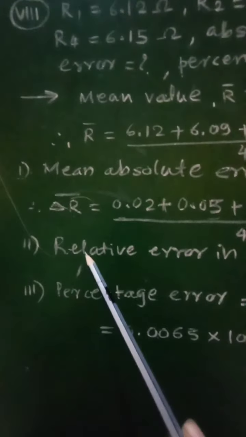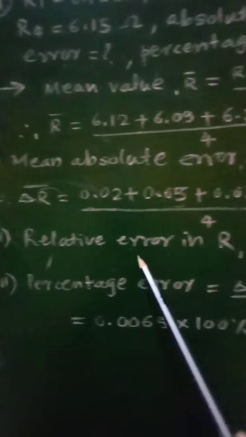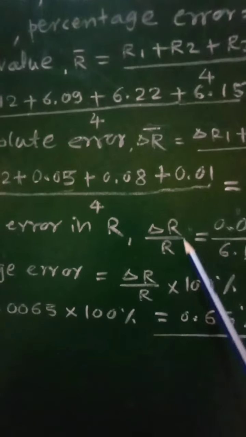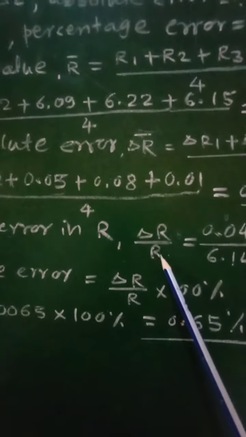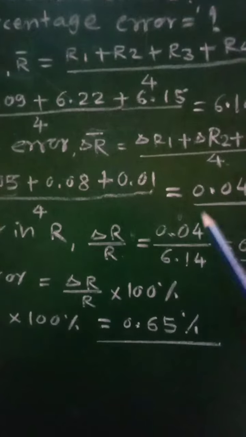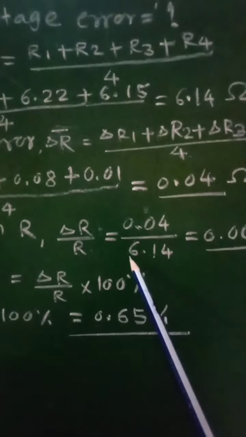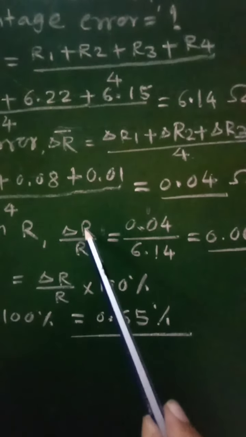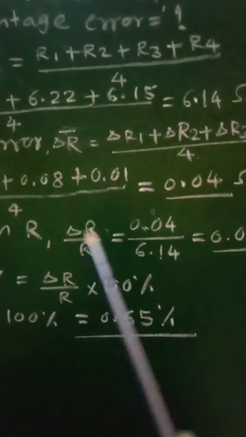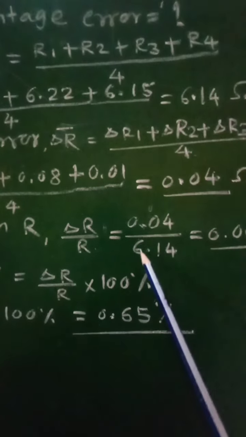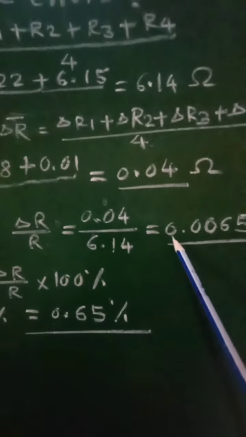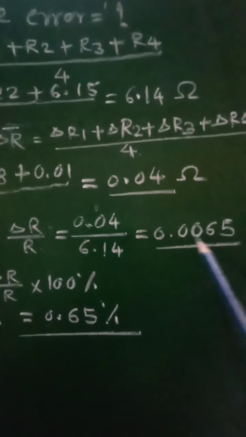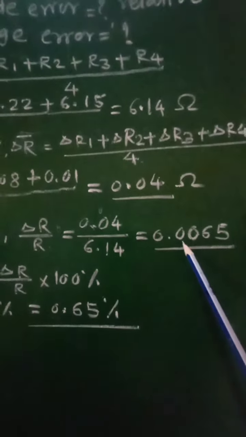Then second point, that will be the relative error in the measurement of resistance. Relative error in R will be equal to delta R upon R. Now mean delta R is 0.04. It will be divided by mean value 6.14. So this will be delta R bar upon R bar, that is equal to 0.04 upon 6.14, which comes out to be 0.0065. So this will be the relative error present in the measurement of resistance.